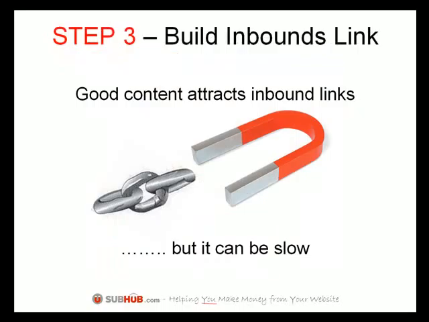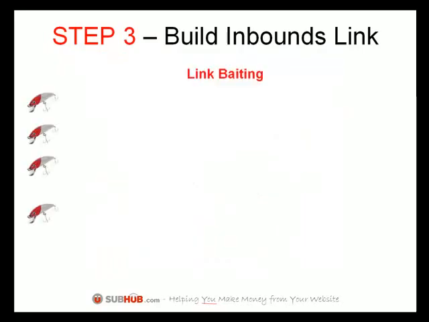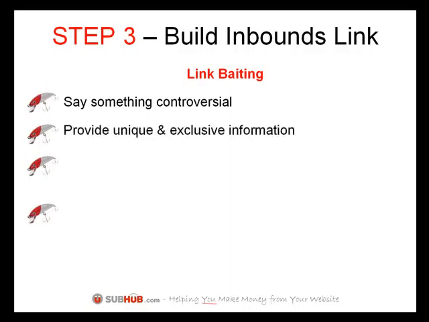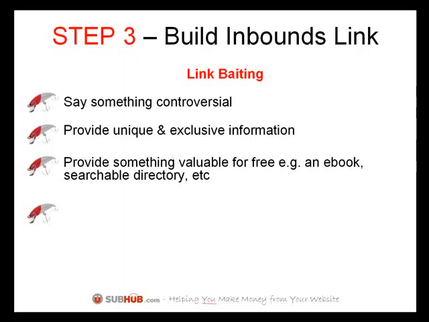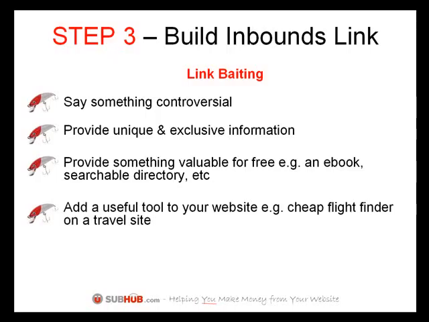Once we've created those pages, the next step is to build inbound links. Now the good news is good content attracts inbound links anyway, but this process of organic linking can be slow. So there's some things we can do to speed it up. One is what's called link baiting, and that's deliberately creating articles which will attract inbound links. And that could be saying something controversial, providing unique and exclusive information like survey results or research or scoops. Could be providing something valuable for free, such as a downloadable ebook or a searchable directory. Or it could be adding a useful tool to your website, like a cheap flight finder on a travel site.